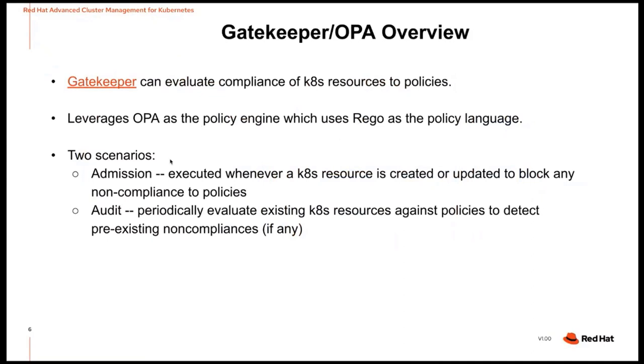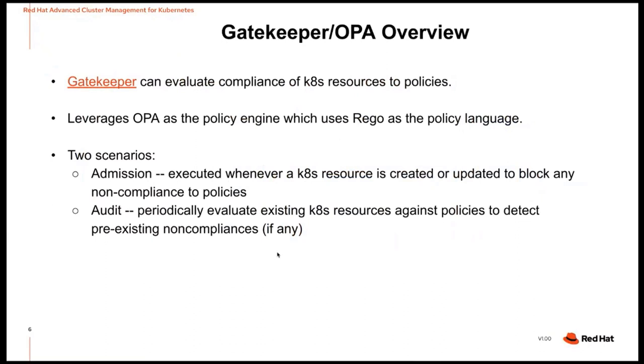So there are two scenarios to consider here. One is the admission scenario. This is executed whenever a Kubernetes resource is created or updated. So think of it as, once the Gatekeeper policy is in place, any new resources that get created will be governed by this admission control. But what if some resources already exist before you put that policy in place? That is the second scenario, the audit scenario. The audit scenario allows you to periodically evaluate existing resources against policies to detect any non-compliances.